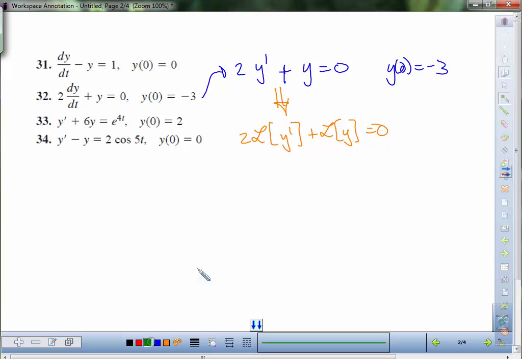Now, to get into the S world, we do this Laplace transform. And the Laplace transform for y prime, we just did that. That's s capital Y of s minus y of 0. Is that correct?